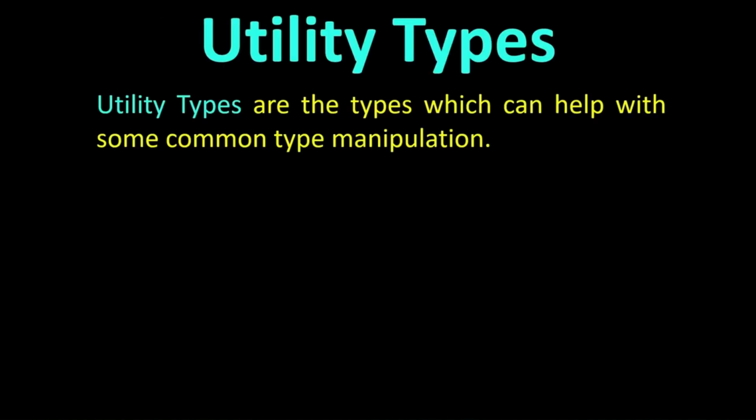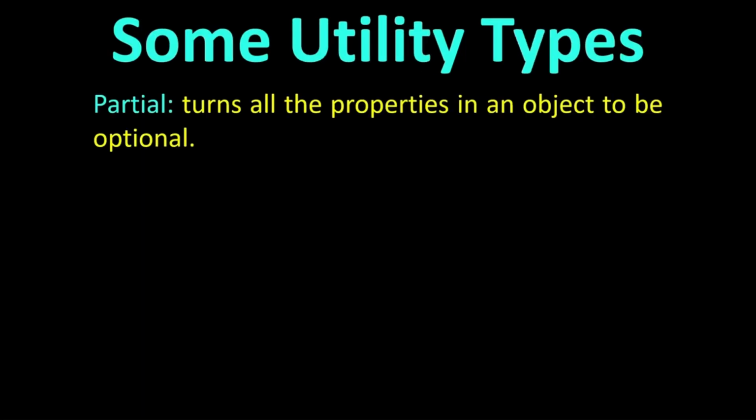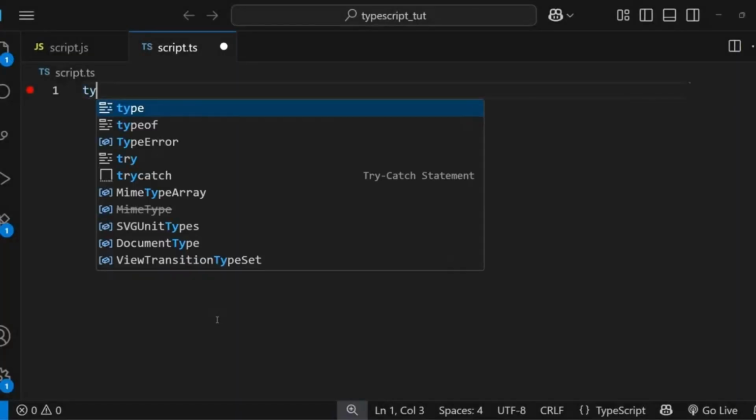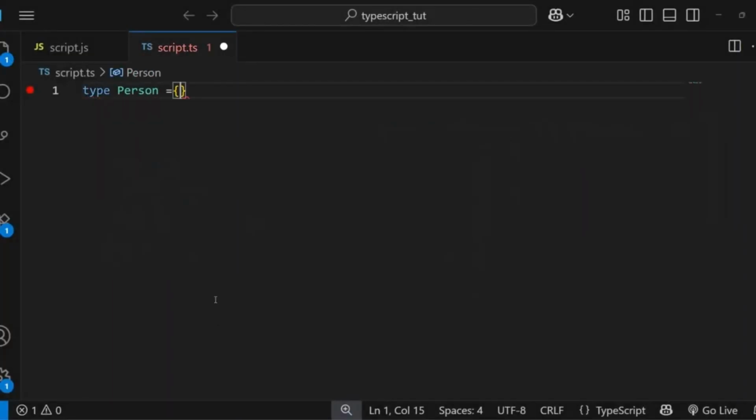Moving on to the definition of utility types. Utility types are the types which can help with some common type manipulation. There are many types of utility types. Some of the popular ones are: first one we have Partial, that turns all the properties in an object to be optional. Let's understand through an example.